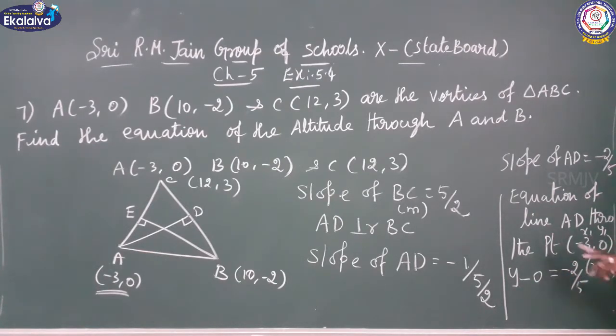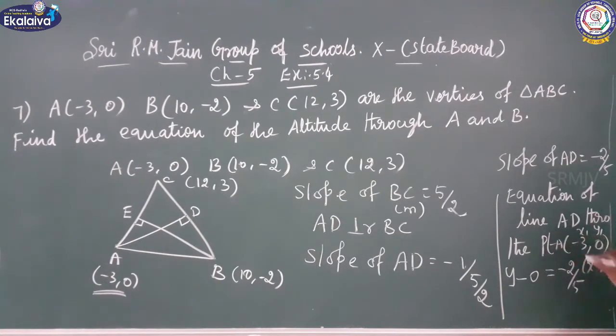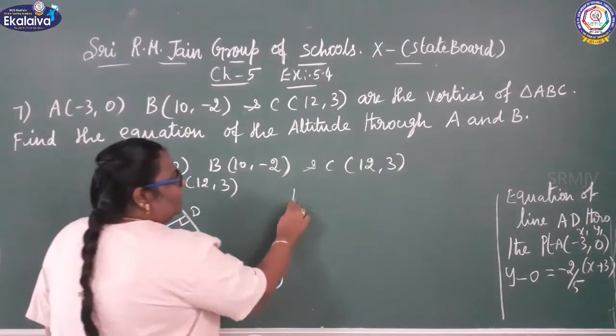Equation of the line AD through the point minus 3 comma 0. This is the point A. y minus y1 equals m into x minus x1. So y1 value is 0, m, the slope of AD, is minus 2 by 5, x minus x1, already minus is there, minus into minus becomes plus. So x plus 3.